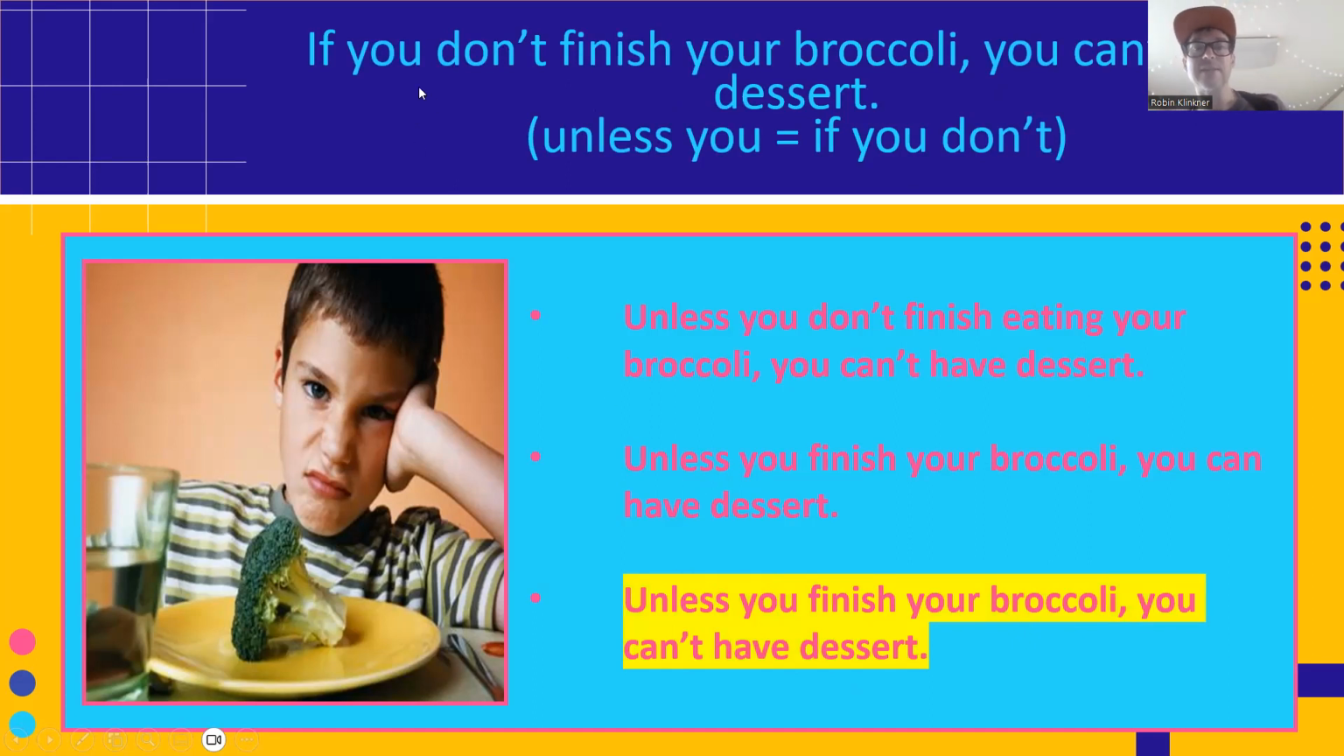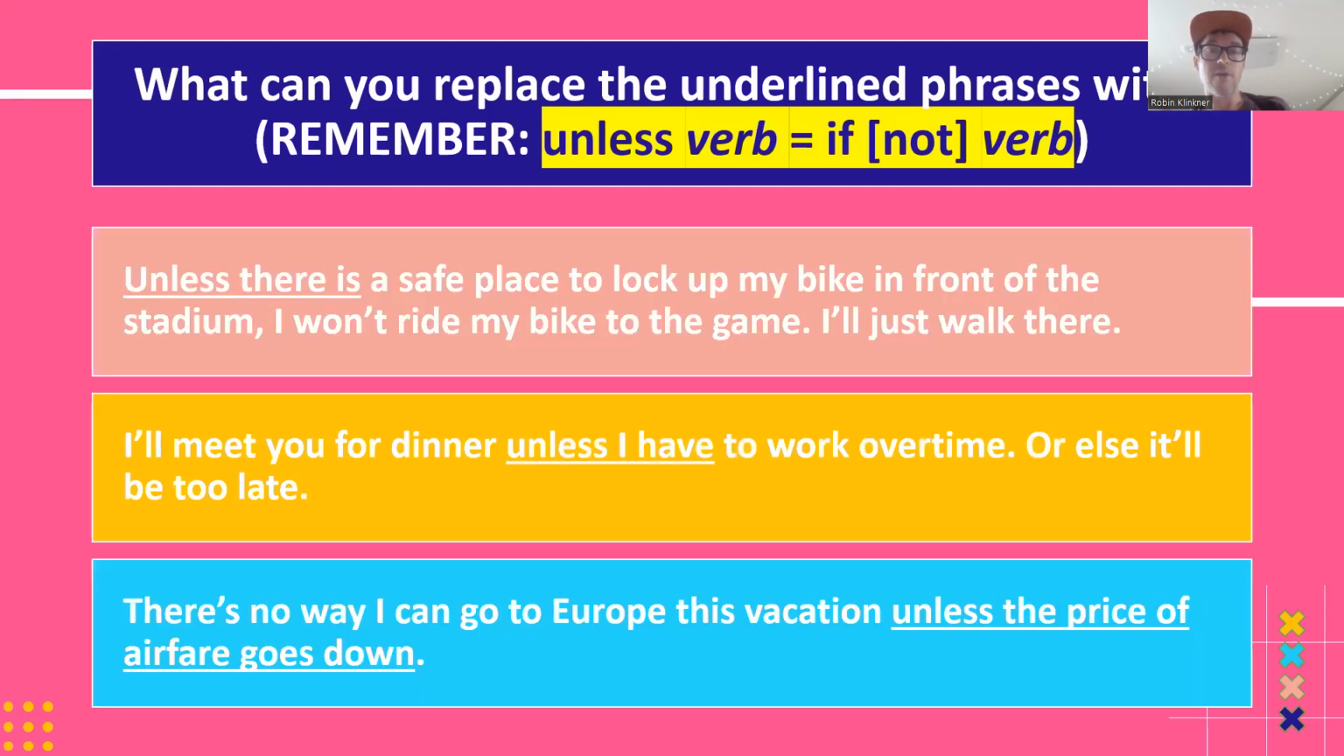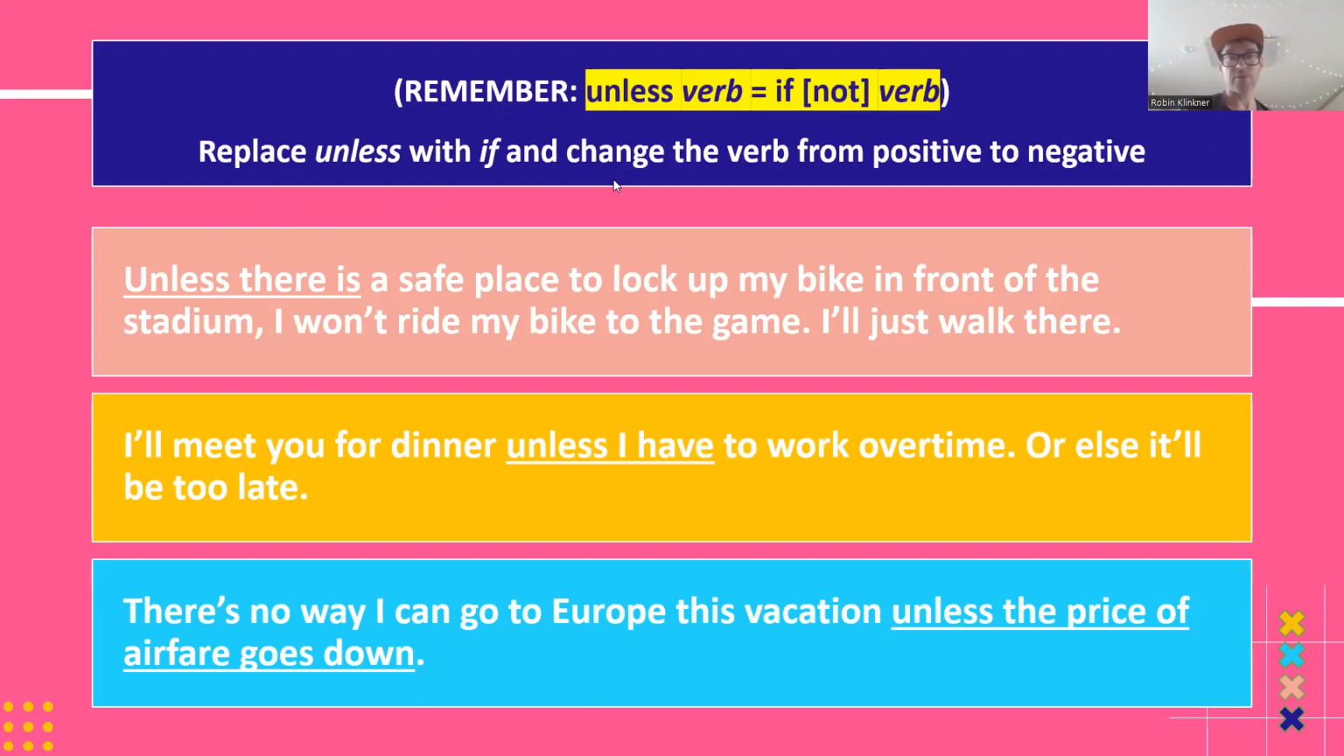So unless is basically if the negative. If you don't finish your broccoli, you can't have dessert. Unless you finish your broccoli, you can't have dessert. So here are 3 sentences. In each of them, there is unless. Now, what can you replace the underlined phrases with? Remember, unless verb equals if not verb. So in other words, oops.